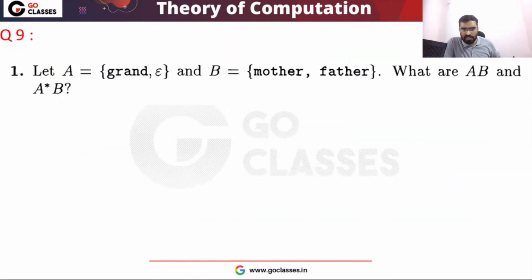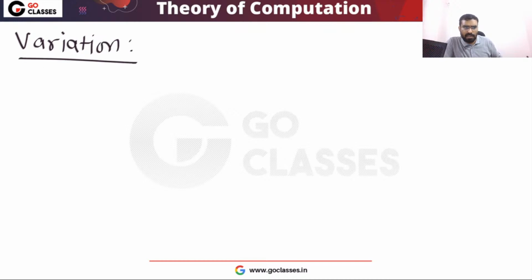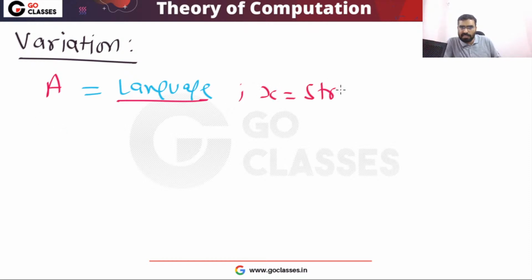And what about this question? Let me ask you one variation. Let's create this variation. Let's assume again this L is a language, or maybe you can take A. A is a language. Now the question is, X is a string, some string.